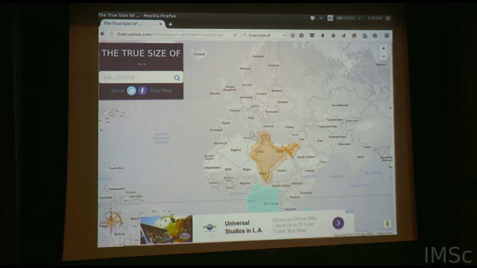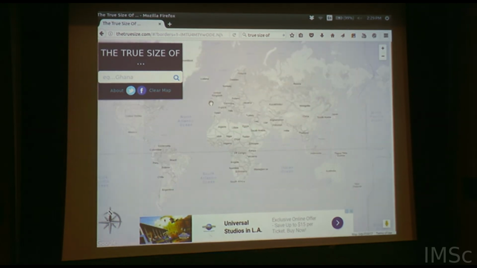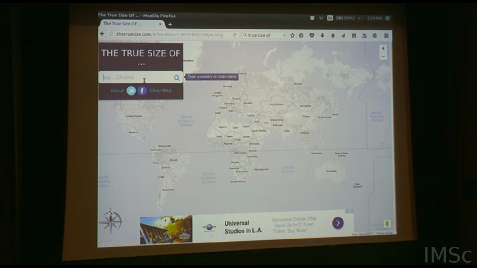So this program literally just lets you select countries and move them around to different parts of the Mercator projection. And you can find it if you just Google "the true size of." So does anybody have a country that they want to see the true size of? Name your favorite country, anybody? Sorry? Australia.